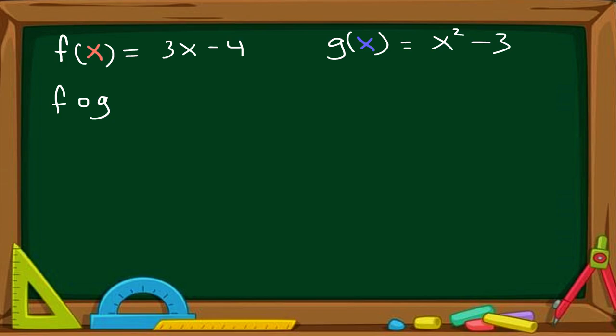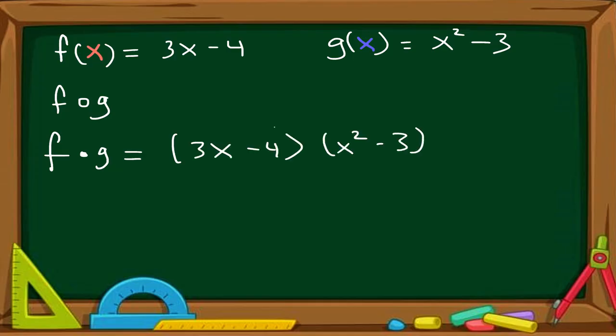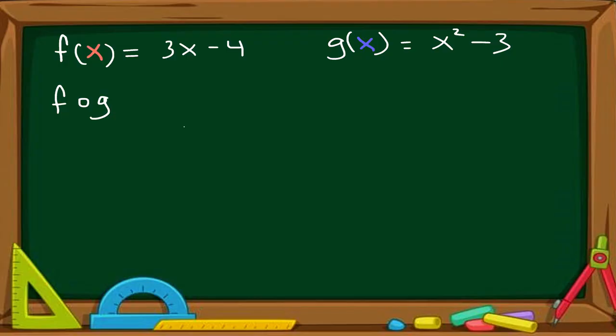Notice that this is different from f times g. If you see a closed circle, it's multiplication. It's 3x minus 4 times x squared minus 3. But if you see an open circle, it means it's a composite function. One function is inside of another. G is inside of f. So this is equivalent to f of g of x.